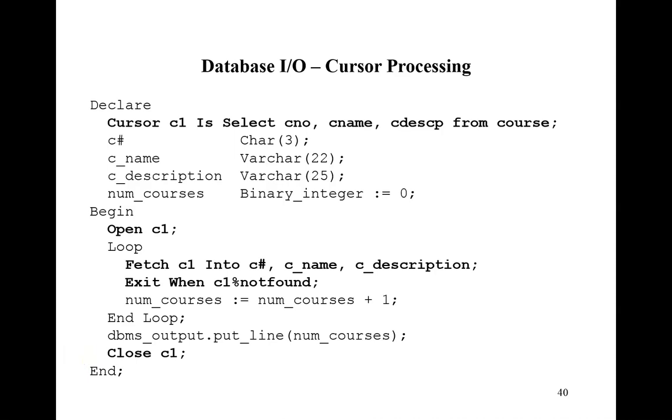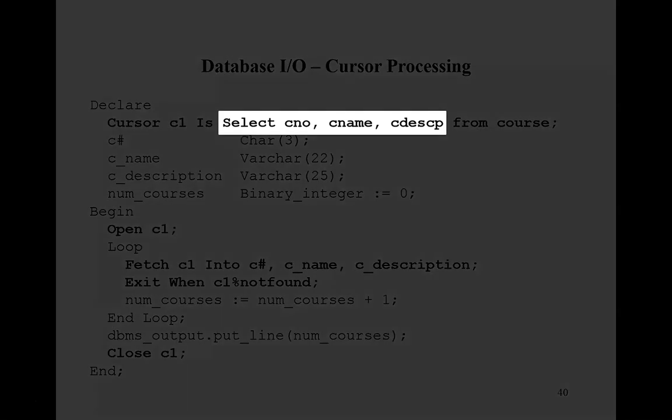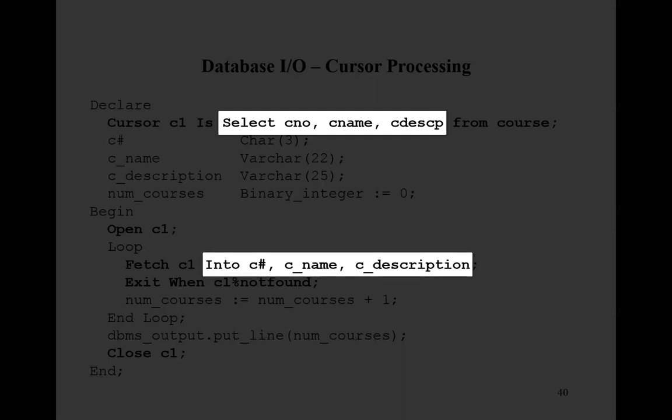Take a closer look at the fetch statement. Notice that the select statement associated with the cursor is selecting course number, course name, course description, 3 character columns. The fetch says fetch into, and we have 3 variables defined of the same data type: C number, C name, and C description. 3 character columns with the same data types as the columns CNO, CNAME, CDESC from the course table.